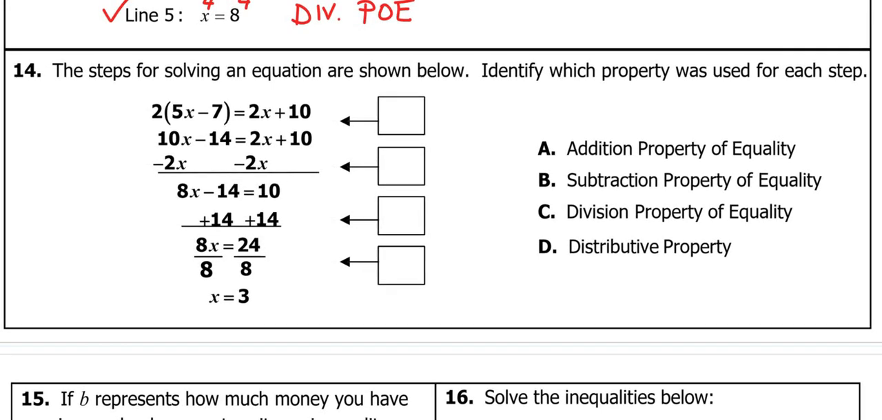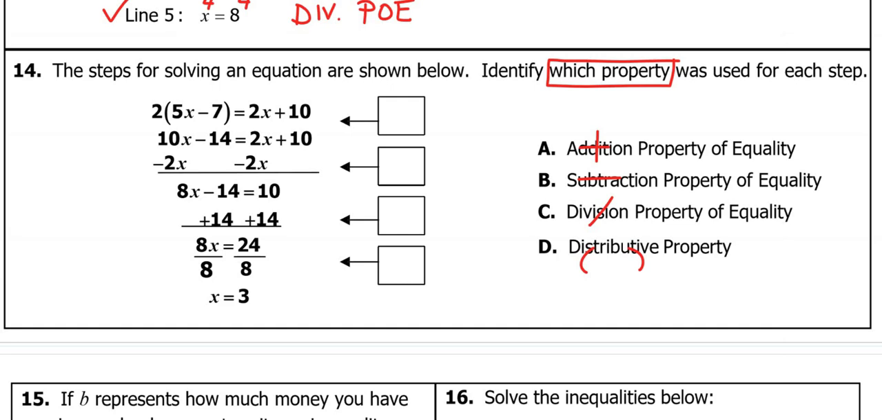Okay, number 14. The steps for solving an equation are shown below. Identify which property was used for each step. So we have to make sure we know our properties and we know our vocabulary. We have the addition property of equality, subtraction property of equality, division property of equality, and then distributive property. So it tells you what you're doing. Addition, subtraction, division, and then distribution. Okay, it's pretty simple. Let's take a look.